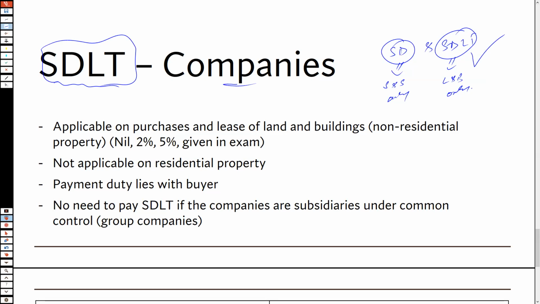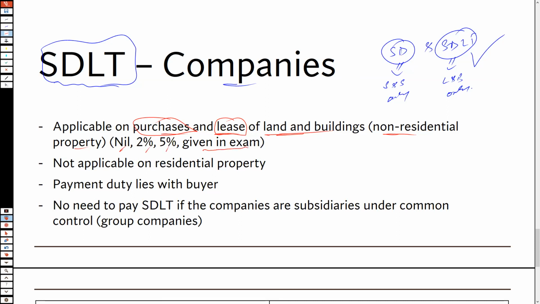Stamp duty land taxes are applicable on the purchases and lease of land and building. It's not only the purchase, even if you are taking a building on lease, still stamp duty land tax is applicable. Keep in mind, these are applicable on non-residential properties only, meaning commercial properties. SDLT is not applicable on residential property. To some extent it is nil, then 2%, then 5%.